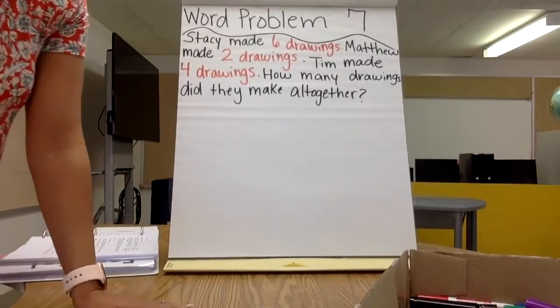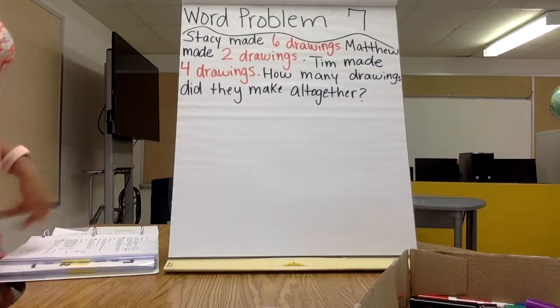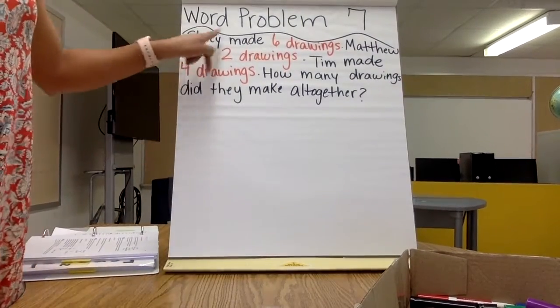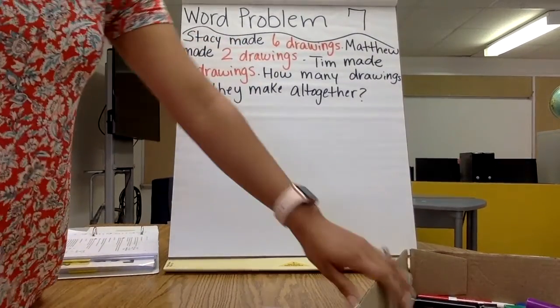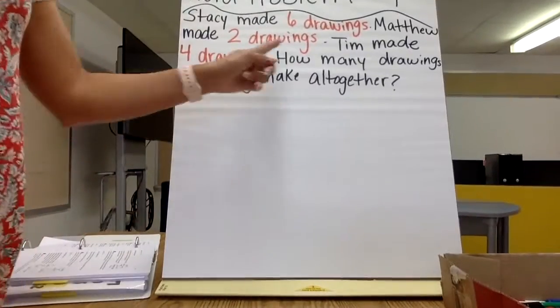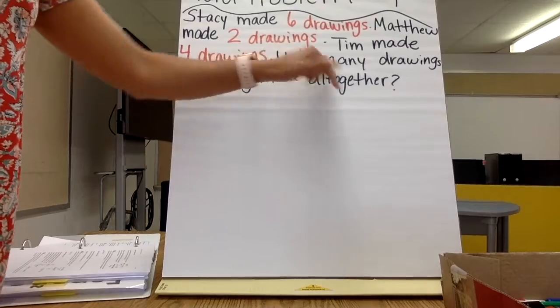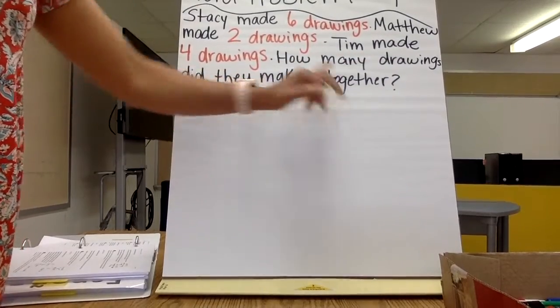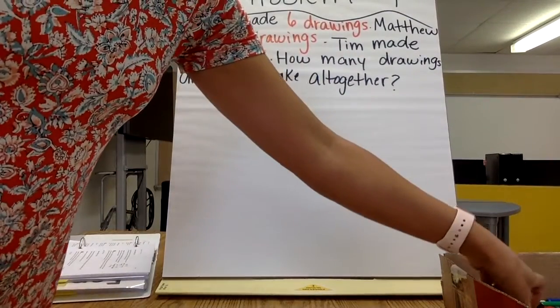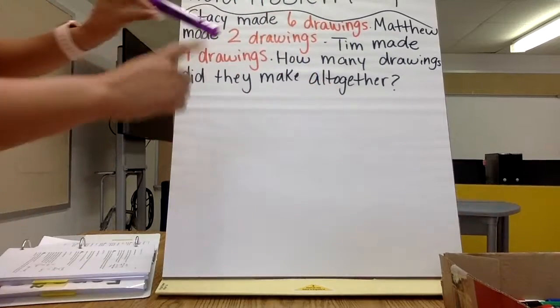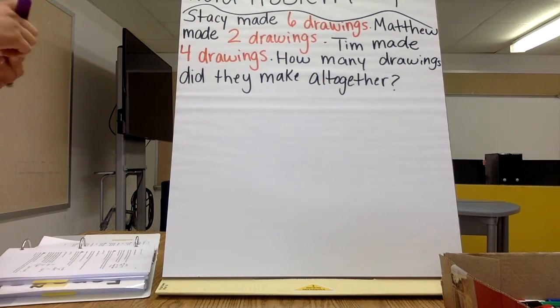Okay, word problem 7. I found this on page 180. Let's get started. Stacy made 6 drawings. Matthew made 2 drawings. Tim made 4 drawings. How many drawings did they make all together? So first thing I'm going to do is draw Stacy's 6 drawings. So I'm going to make her 6.